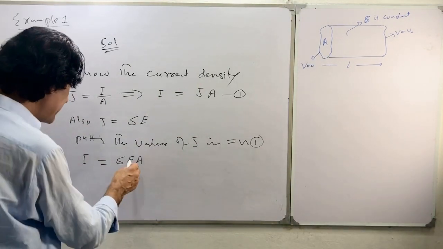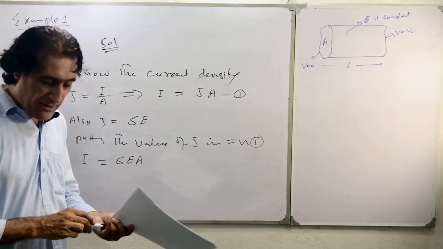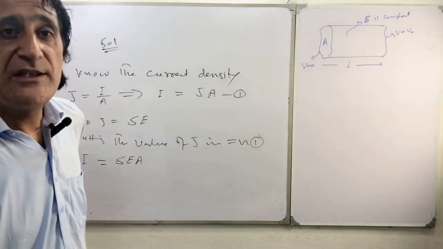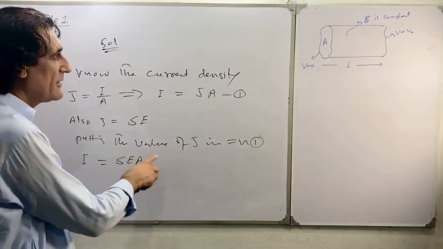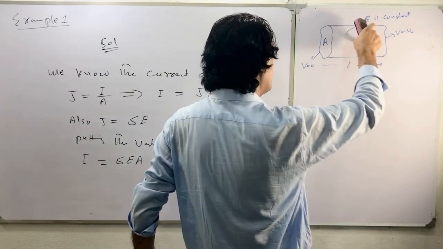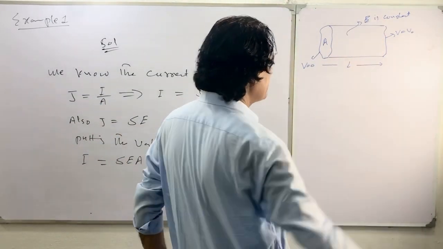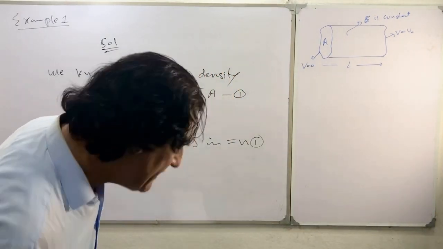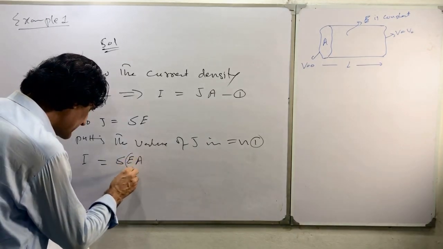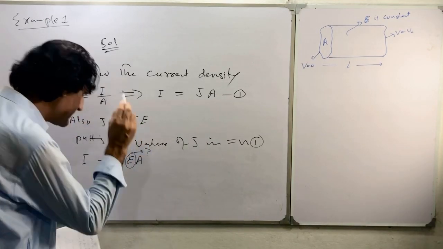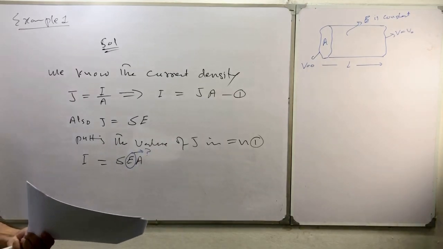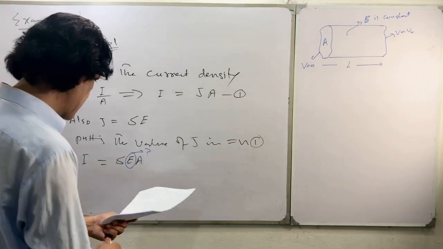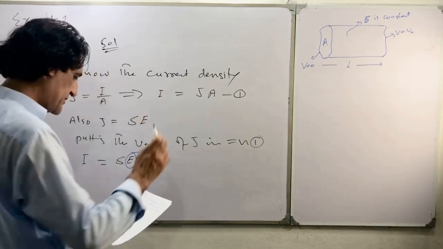Now, what is E here? How can we find out the value of E? What is the electric field? How can we calculate the electric field in this configuration? So we need E here. How can we calculate this? From the previous knowledge, this is equation number 2.